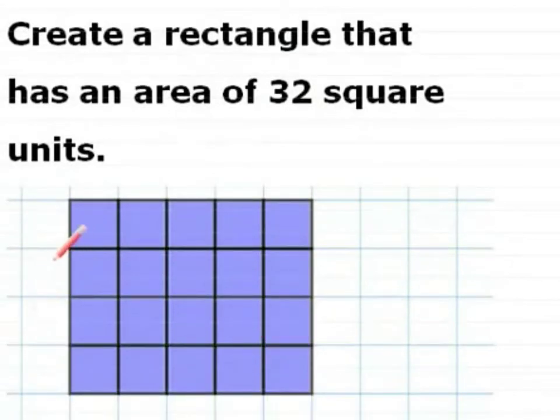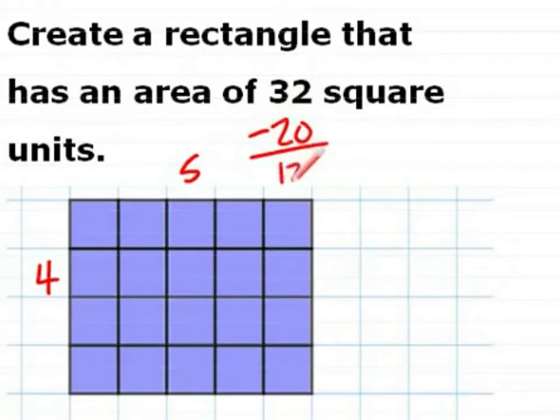So far I have used 4 times 5 squares, or 20 squares. I still need 32 minus 20, which is 12. I still need 12 squares. 3 multiplied by 4 is 12, so I can shade these squares to give me a total of 32 shaded squares.